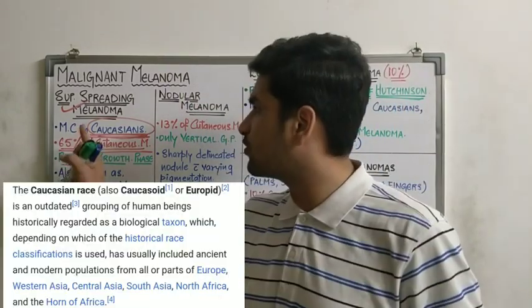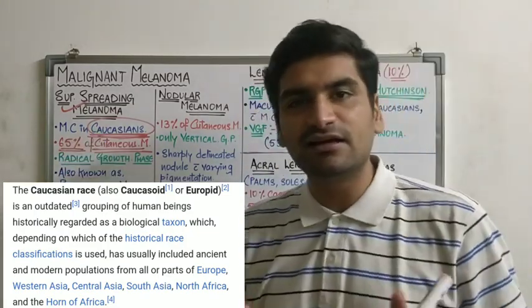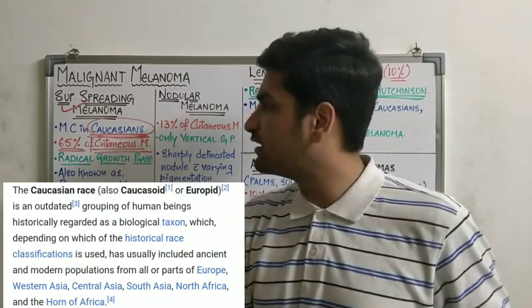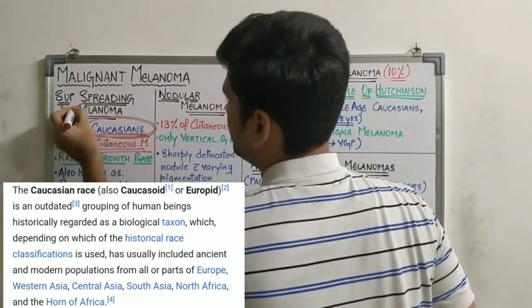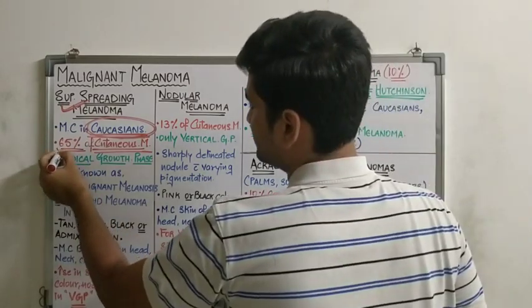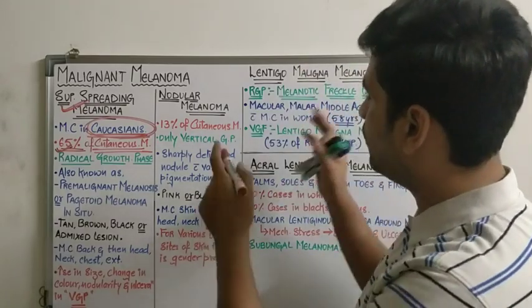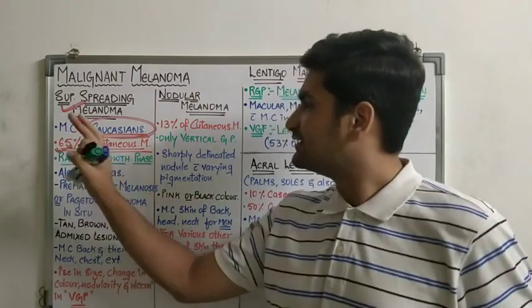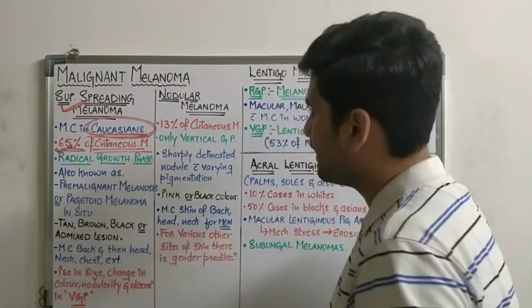Kis mein dikhega? The Caucasian group are the individuals mainly considered to be in the European countries, right? So Caucasian group of individuals mein most commonly seen is superficial spreading melanoma. It accounts for 65% of cutaneous melanoma. Matlab jitne bhi types of melanoma hai usme se 65% of cases are of superficial spreading melanoma.